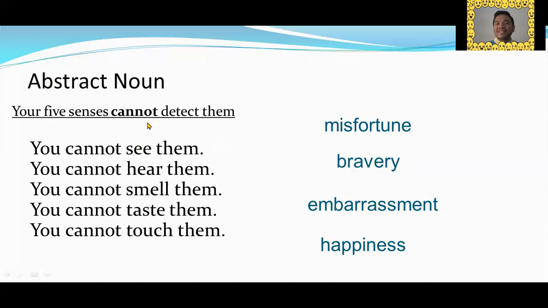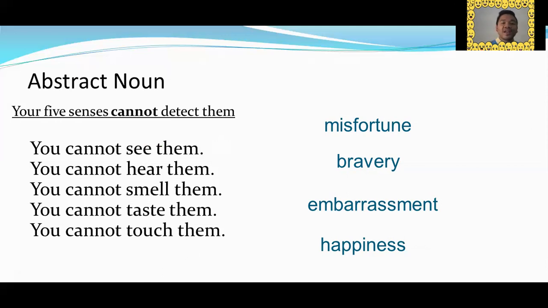Can you give me one example of abstract noun? Think of an example. Great job. You can write down in the comment section below your example of abstract noun.